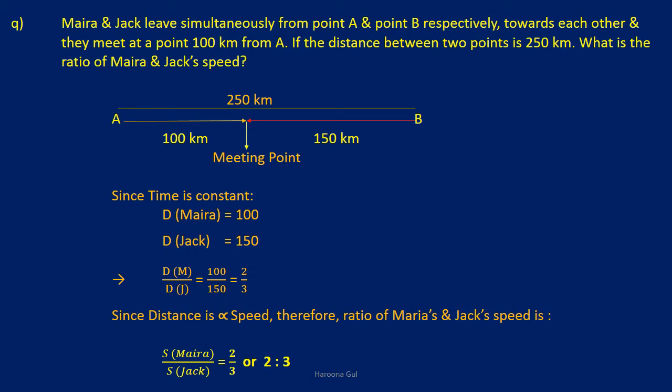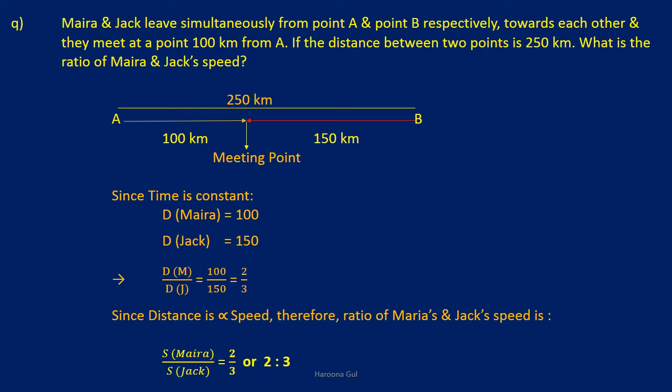This problem states that Myra and Jack leave simultaneously from point A and point B respectively towards each other, and they meet at a point 100 kilometers from A. If the distance between the 2 points is 250 kilometers, what is the ratio of Myra and Jack's speed? Now the total distance is 250 kilometers and time is constant here. If Myra and Jack meet at a point 100 kilometers from A, that means Myra has covered a distance of 100 kilometers in some time and Jack has covered a distance of 150 kilometers in the same time.